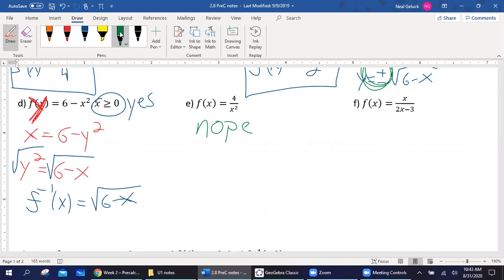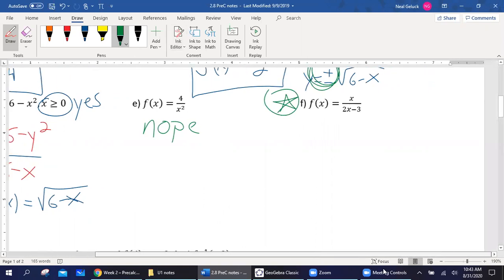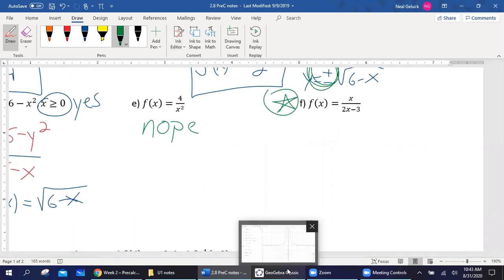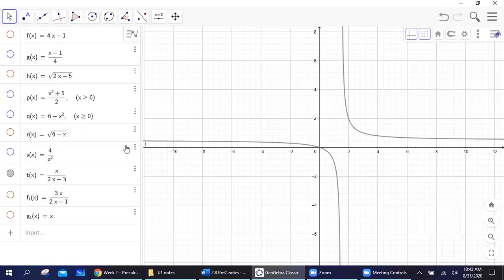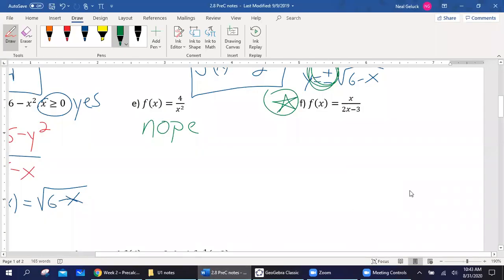Now letter F is a tricky one. A little star on this or something. This one's a little nasty. If I look at the graph of it, it is one-to-one. Remember those asymptotes that happen? This has a vertical asymptote and a horizontal asymptote, but there's no single line that would hit it twice. No single horizontal line, excuse me.